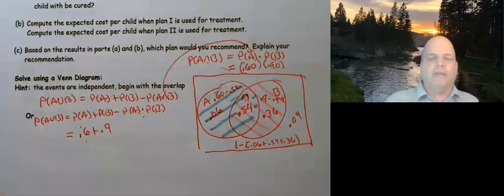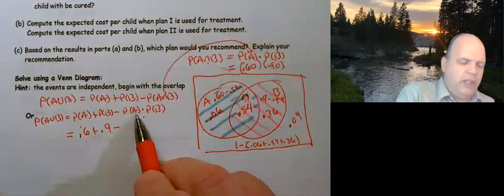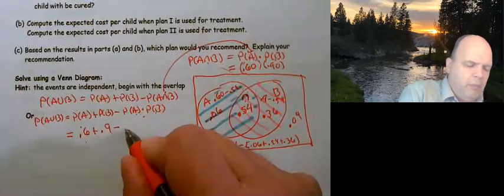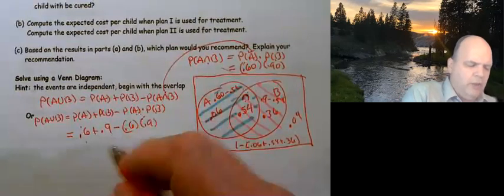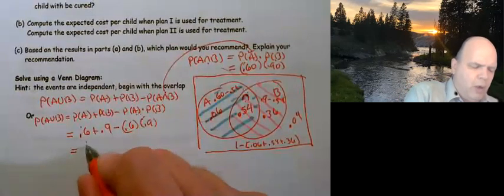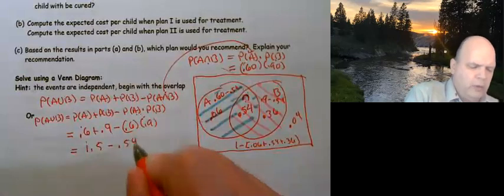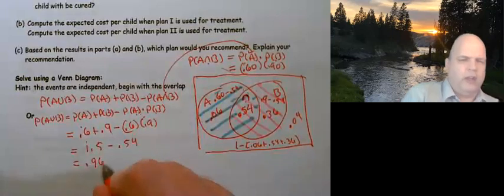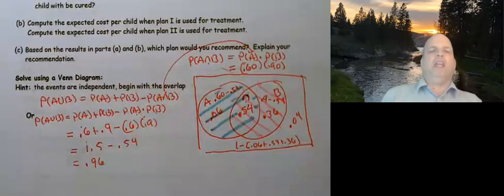You can't have a 1.5 probability. So the good thing is I do get to subtract. So the probability of 0.6 times 0.9 ends up being 1.5 minus 0.54, and we end up getting 0.96. We end up getting a cure rate of 0.96 for A union B.